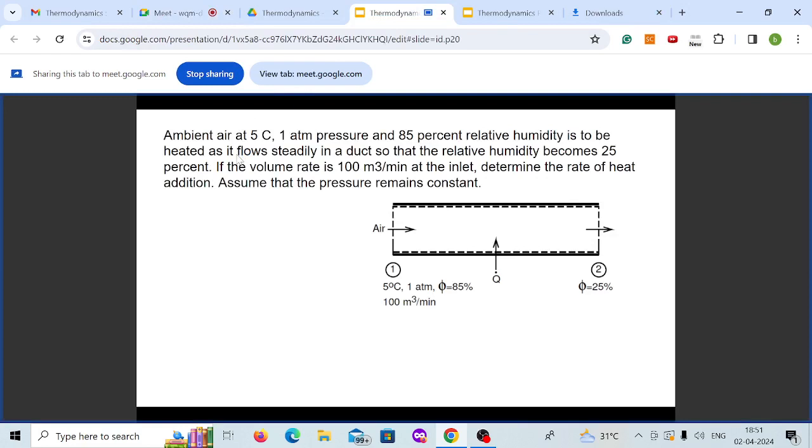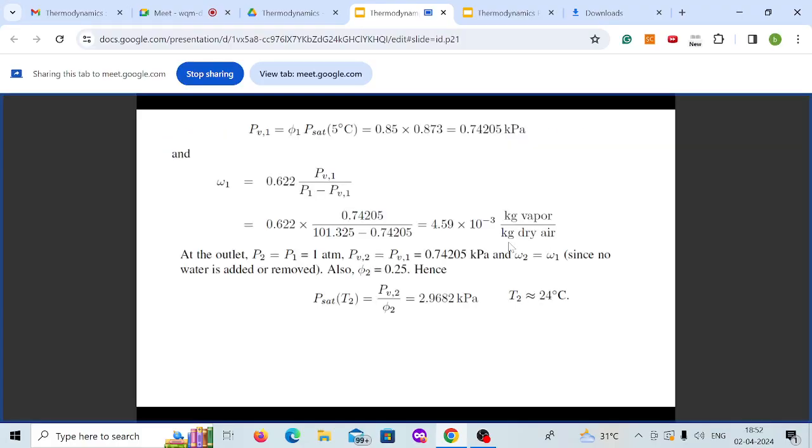So ambient air is at 5 degrees Celsius and a pressure of 1 atmosphere and 85% relative humidity. You are heating that as it flows steadily in a duct, and at the exit your relative humidity is 25%. It is given that your volume flow rate is 100 meter cube per minute. You need to find the rate of heat addition, and you can assume that pressure is constant. So we'll see how to solve this.